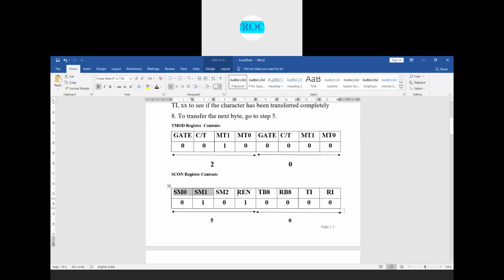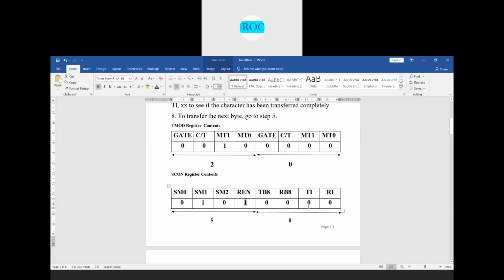And as I said, in the 8051, to transmit and receive data, we have the REN bit, which is nothing but the receive enable bit. This bit should always be set to 1 here. So now we have 0 1 0 1, which is nothing but 5, and all these other bits will be set to 0.